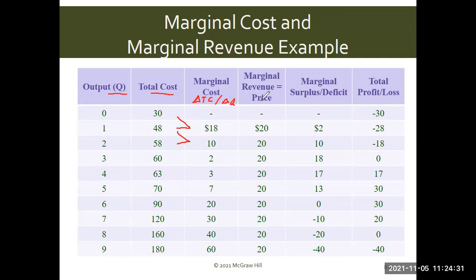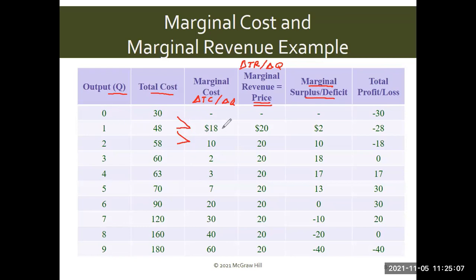Marginal revenue, well, that is the price. It's the change in total revenue received from selling one more unit of output, but we know that that is actually the price in the perfect competition market structure. And the price is constant. It stays the same at 20. So now what we want to do is ask ourselves, what is the surplus or deficit of the marginal or extra unit? So I look at point number 1, and I say, should I produce output 1?